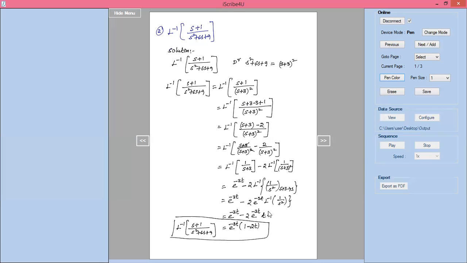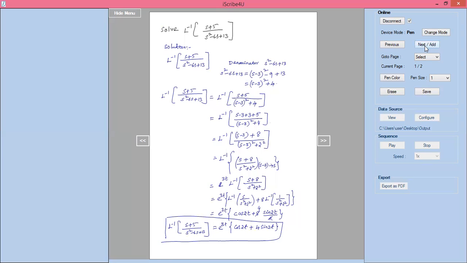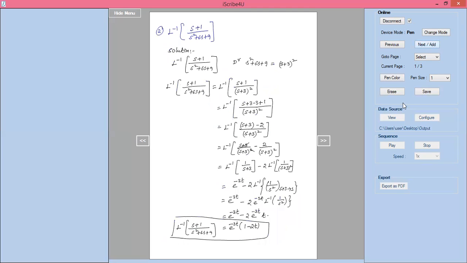Yes, s plus 3 is replaced by s, so s plus 3 will be replaced according to the previous formula. According to that formula, what will you write? L inverse of f bar of s minus a is e power at into L inverse of f bar of s. I am applying that here. If you apply that, you will get e power minus 3t into L inverse of 1 by s square, which is nothing but t. Now e power minus 3t I took outside, so you will get 1 minus 2t. Right, next question.